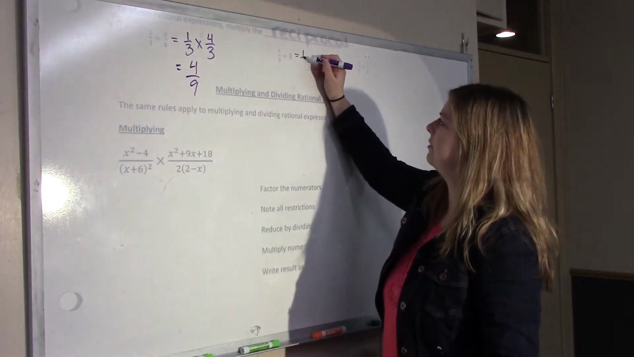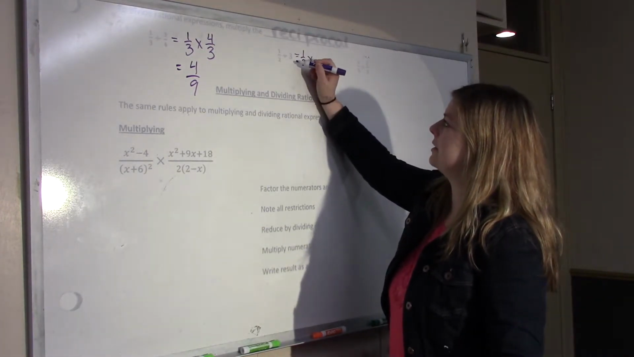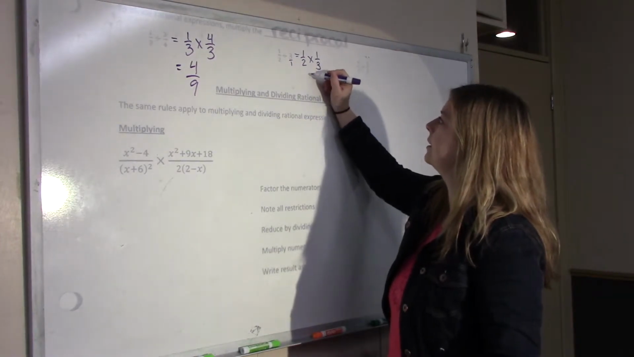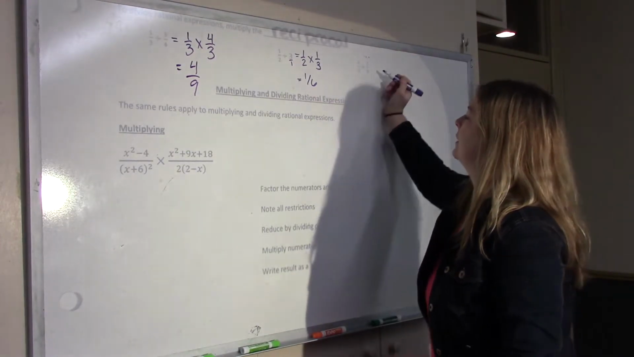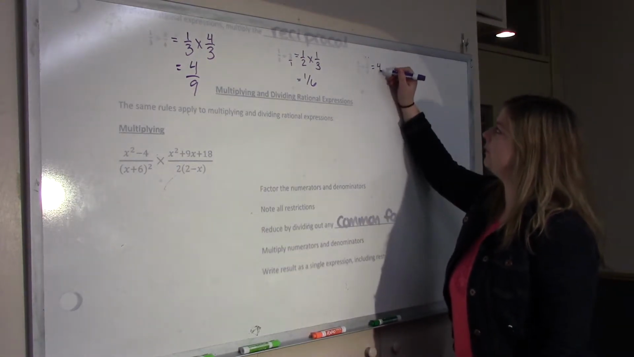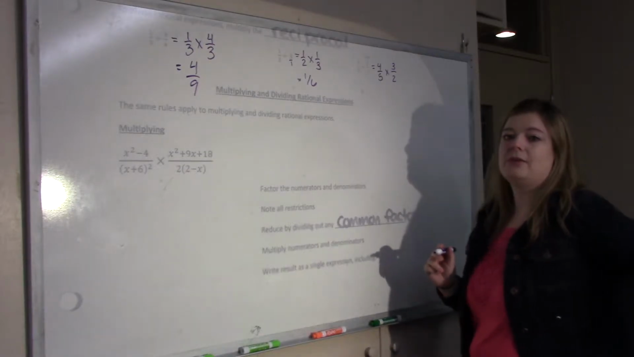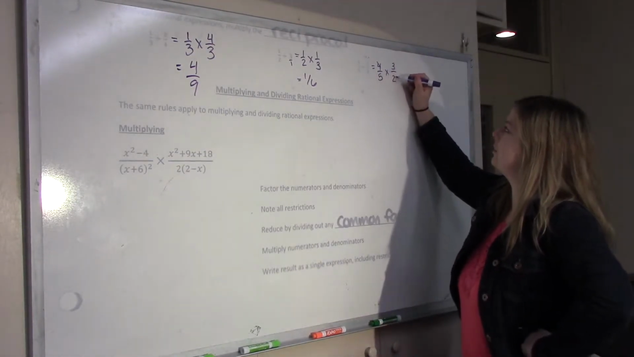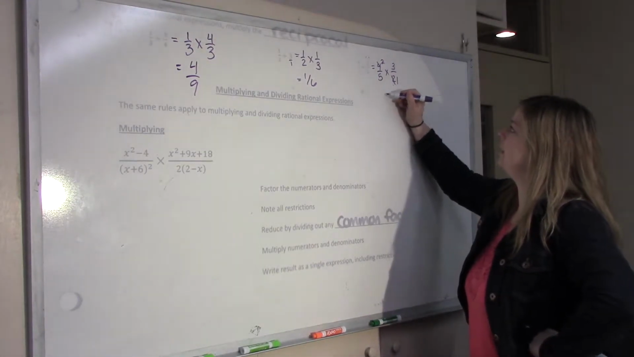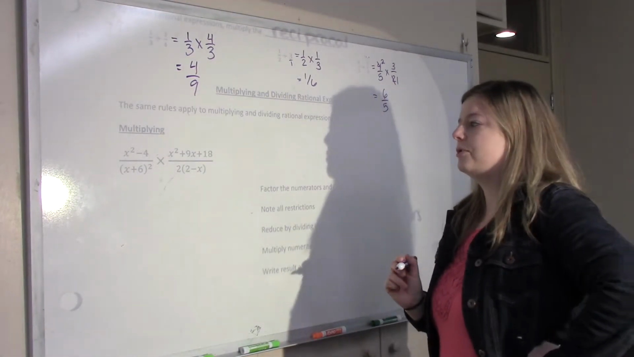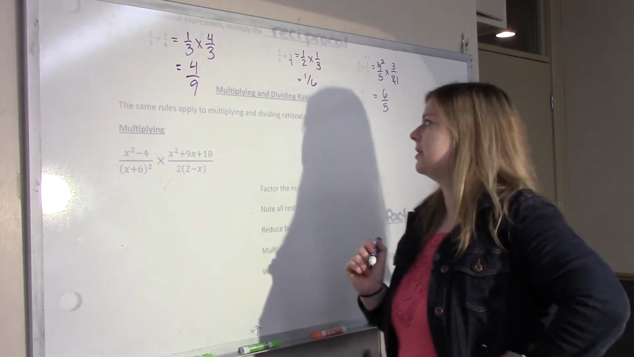Here, 1/2 times, now this is technically 3 over 1, so the reciprocal of 3 is 1/3, so you get a 1/6. And here we get 4/5 times 3 over 2. Now you'll notice that you can reduce the 4 and the 2 to a 2 and a 1, so you get 6 over 5. So now let's actually do it with a rational expression.